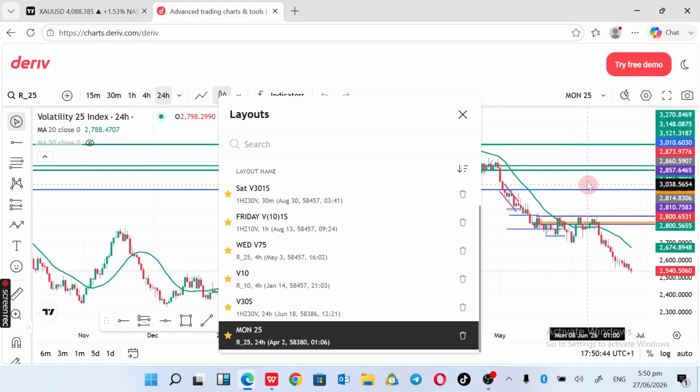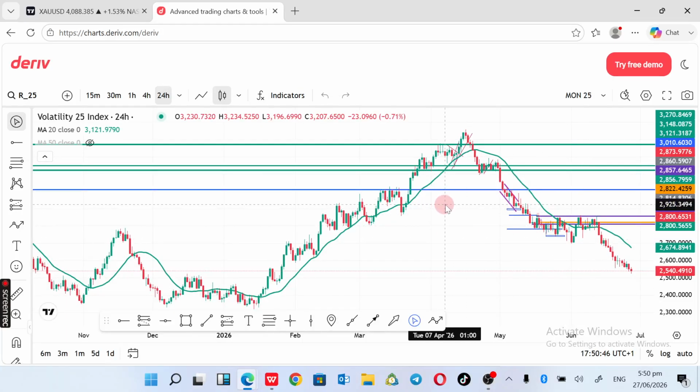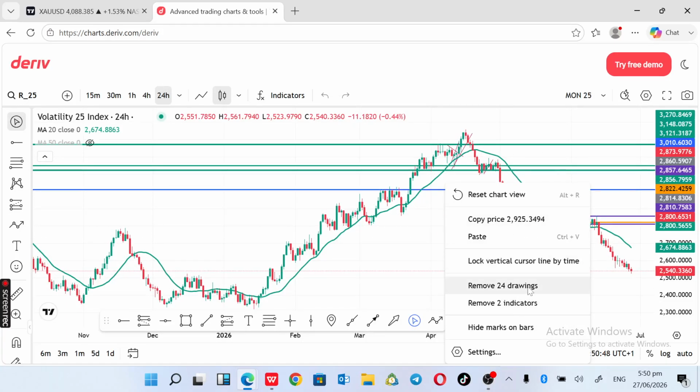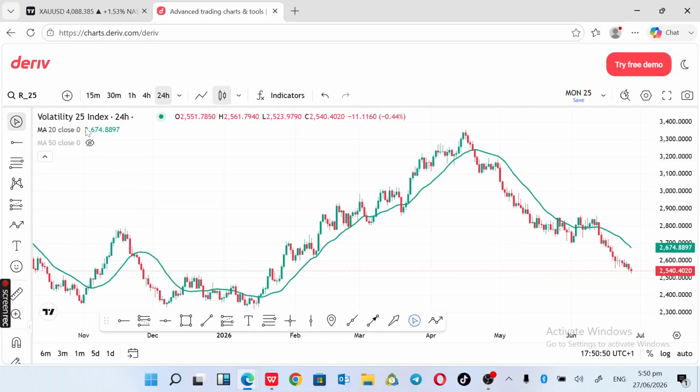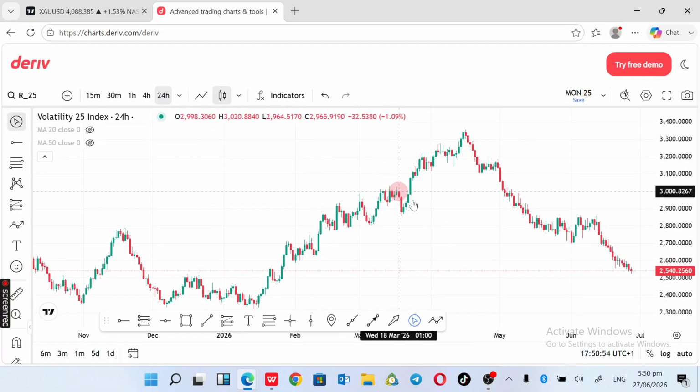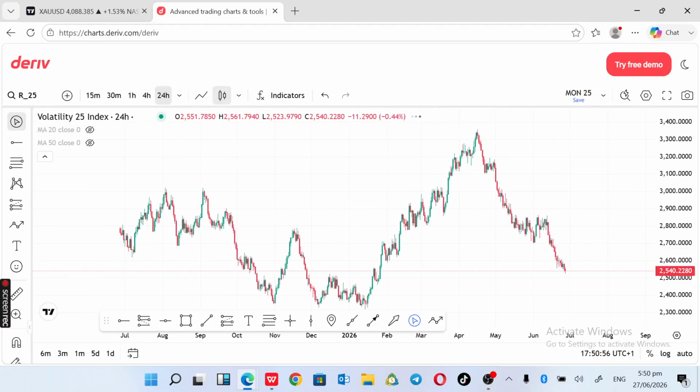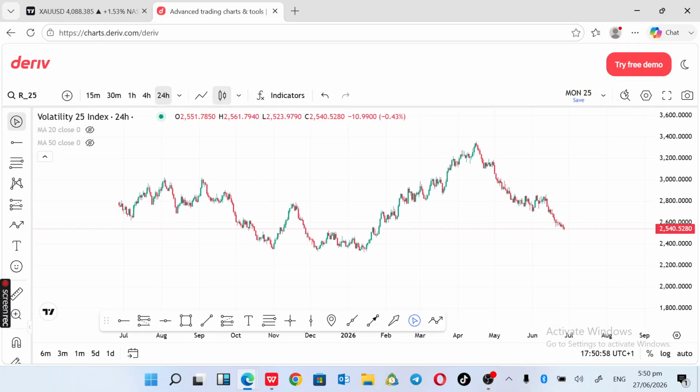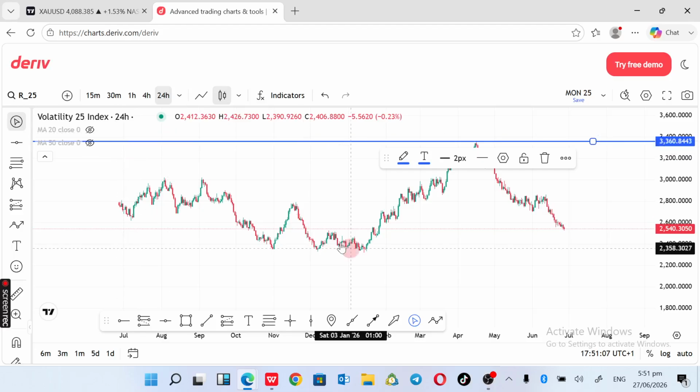This is volatility 25. Now let's just remove all the charts we have here. So when we remove this, we mark our resistance. Remember, I always mark resistance first, right? Or that should be our support because this is a downtrend.